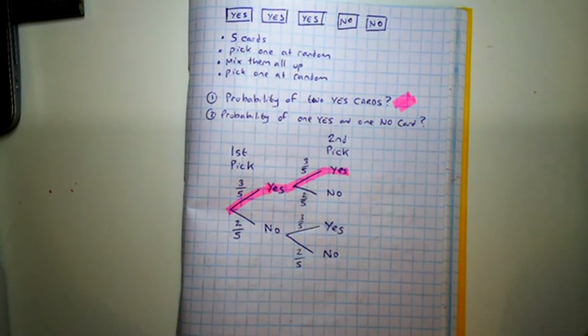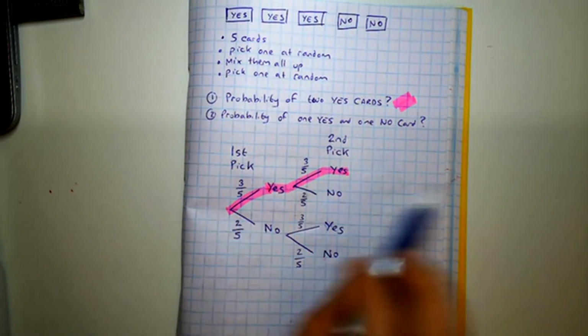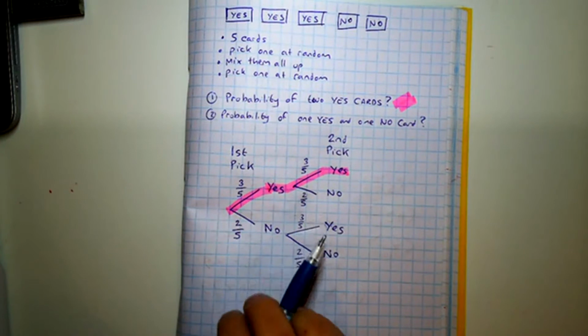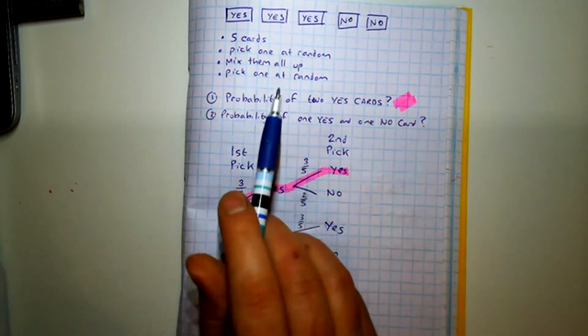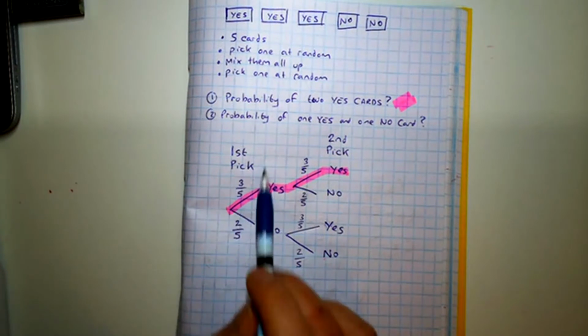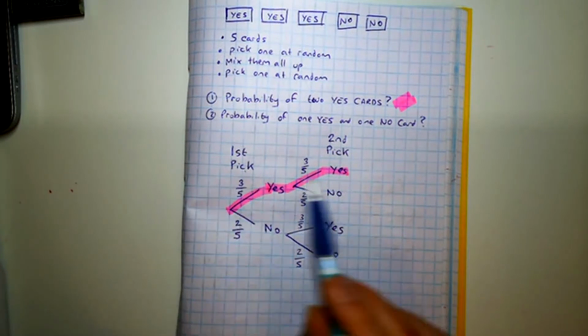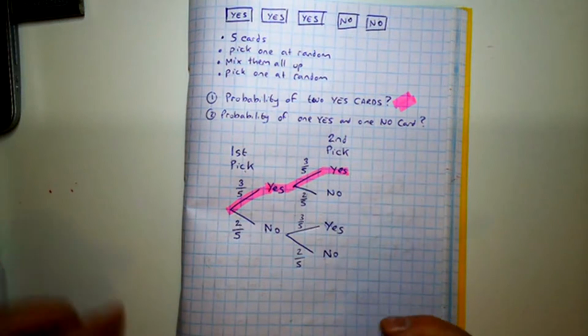Let me explain why. It's just like flipping a coin and rolling a dice. If there's a half chance of getting a head and a 6th chance of getting a 5, there's a half times a 6th, a 12th chance of getting a head and a 5. These are independent events. It means they don't affect each other. That's what independent events means. Because they were mixed back in, shuffled up, the first pick didn't affect the second pick. They're independent, which means we're allowed to do that.